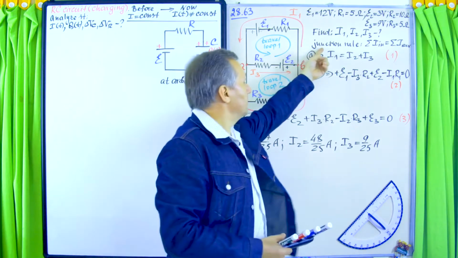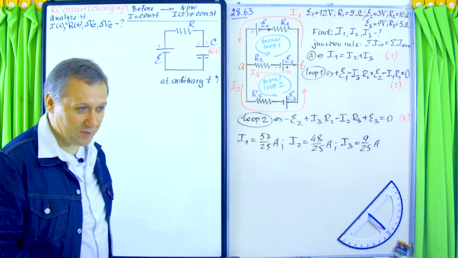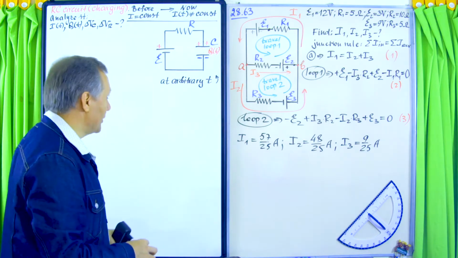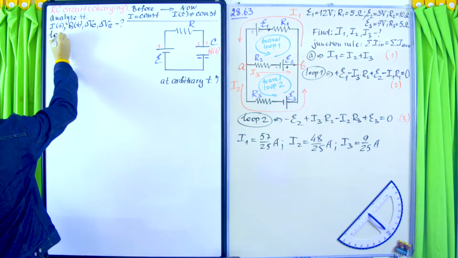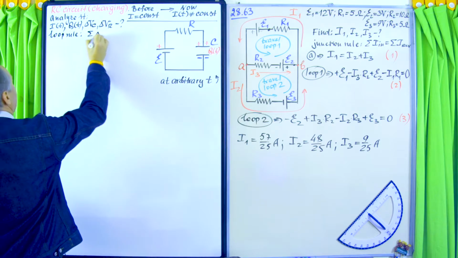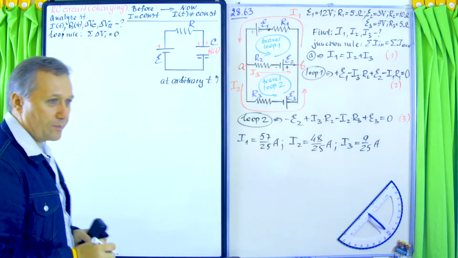Anyway, Kirchhoff rules, and there are two of them: junction rule and loop rule. Junction rule: since we don't have any junction points, it's not applicable. We have only one current, so the junction rule is not applicable. So we have to apply the loop rule. Let me write: loop rule, the sum of all potential differences across the loop must be equal to 0.